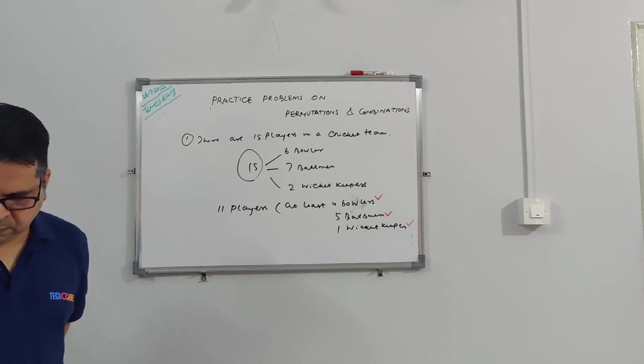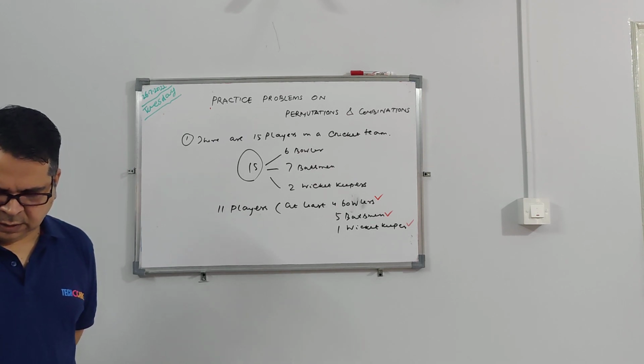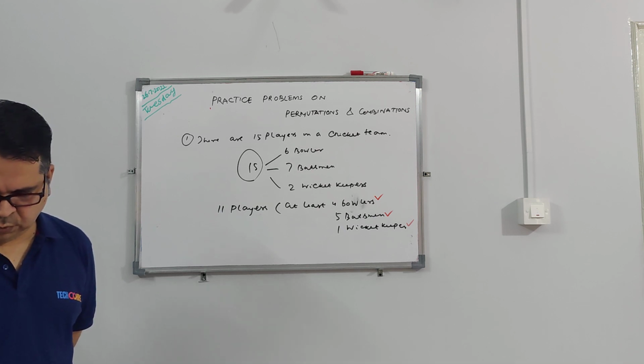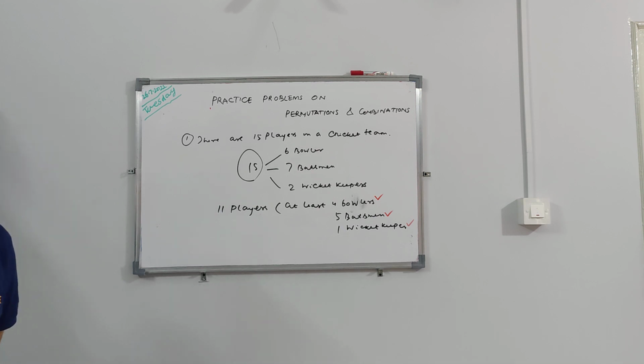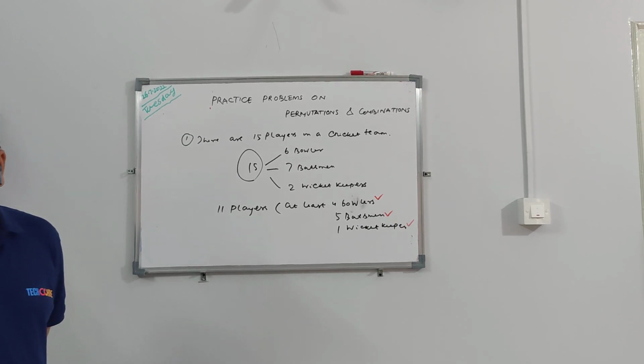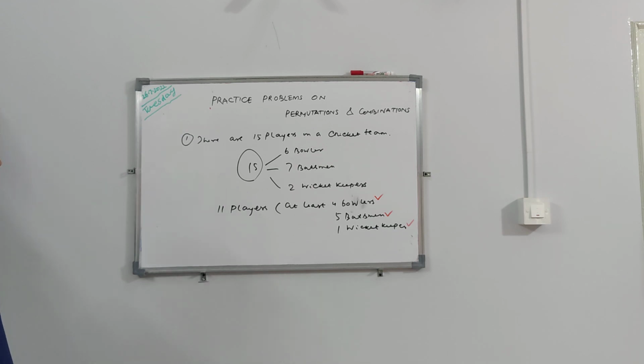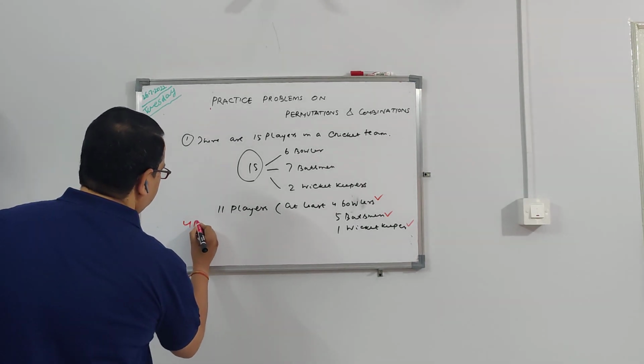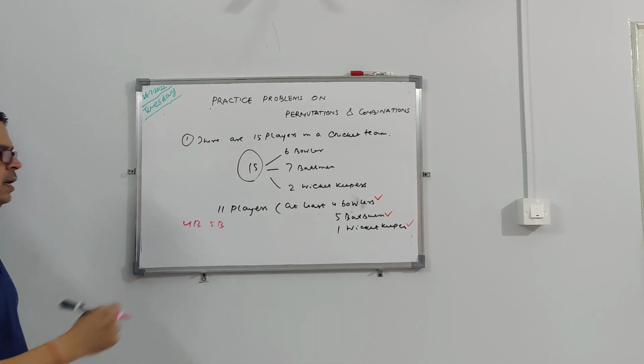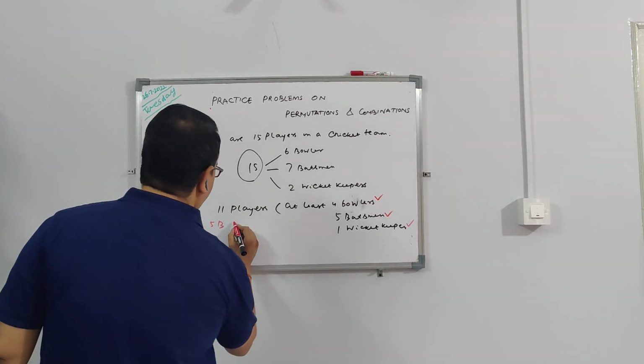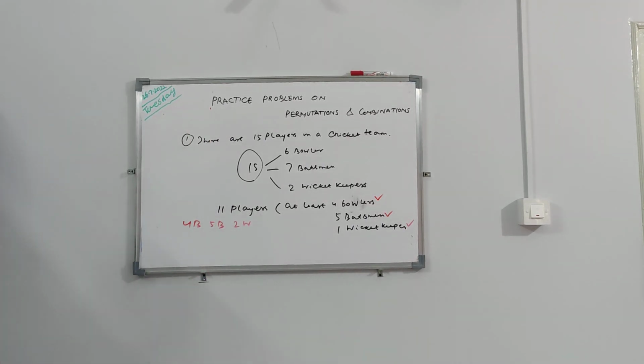So the total number of ways in which you have at least 4 bowlers, 5 batsmen, and 1 wicket keeper, that's what you want to know. Consider one case: you have 4 bowlers and 5 batsmen. In that case, you have to have 2 wicket keepers. That is one way.